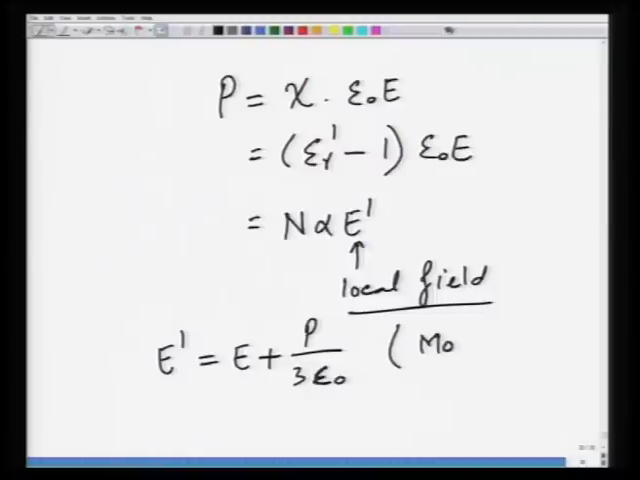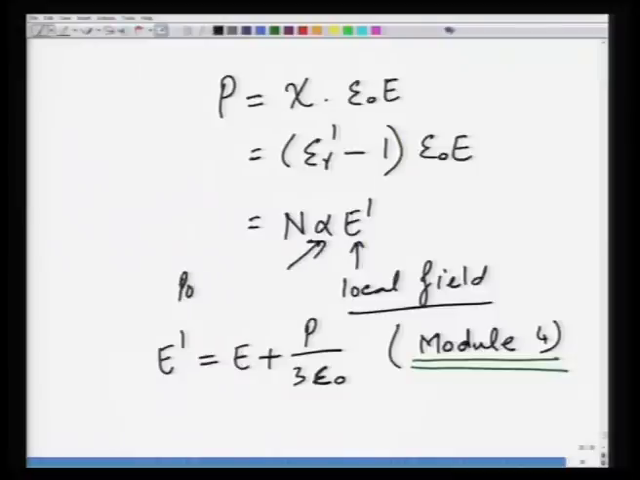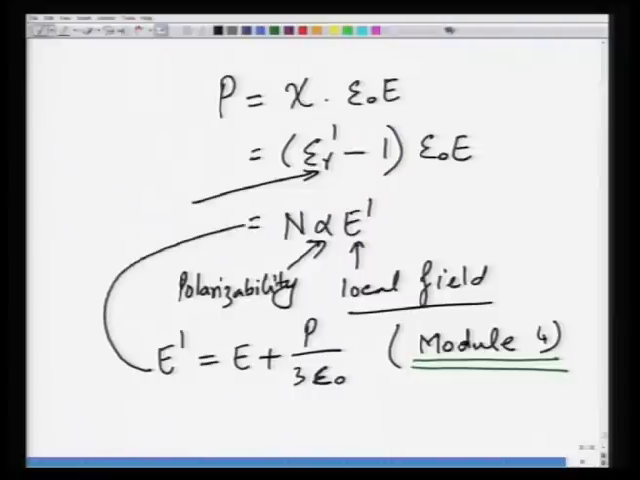I will leave a link here to module 4, right in the beginning of module 4, maybe in the first or second lecture. If you go back to module 4, you will find this expression for E prime equal to E plus P divided by 3 epsilon naught, and here alpha, as you know, is polarizability, epsilon r prime is the relative dielectric constant, and epsilon naught is the permittivity of free space. Now you substitute this E prime into this expression.